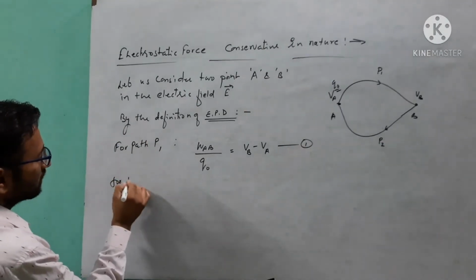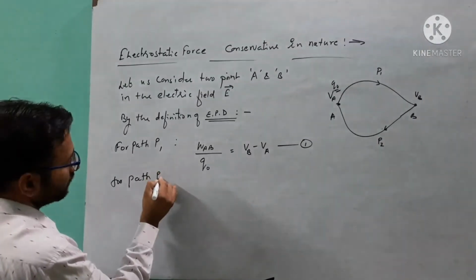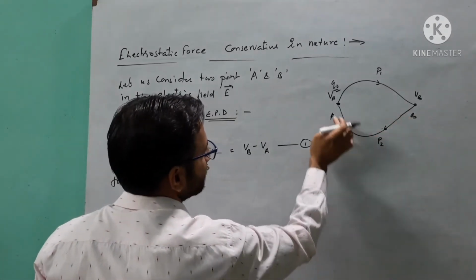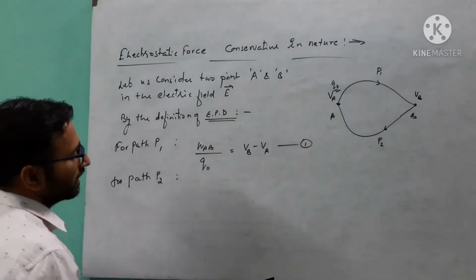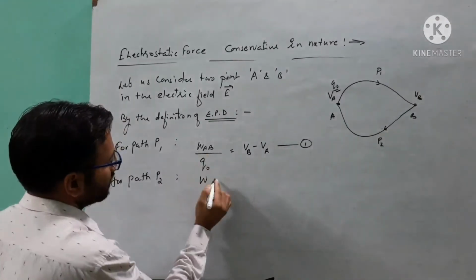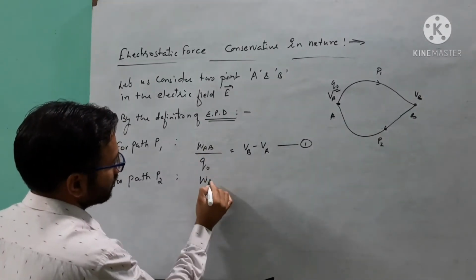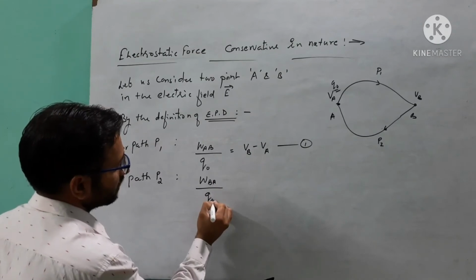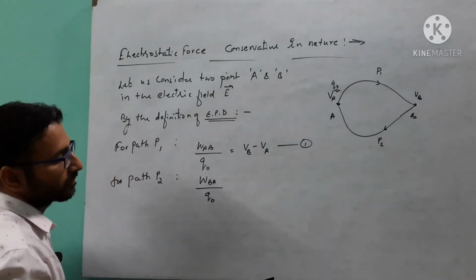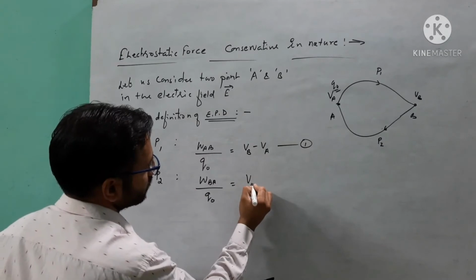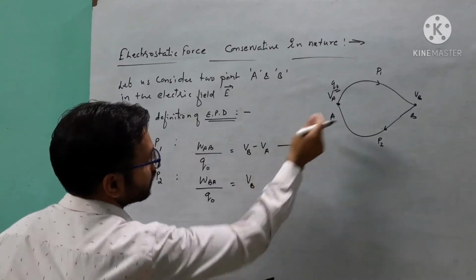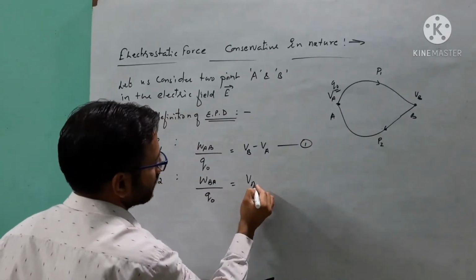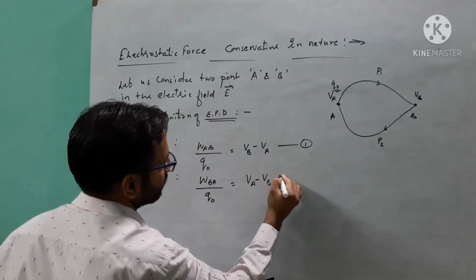And for the next path, if we are reversing the path, meaning we are carrying the charge from B to A, at that time what will the work be? It is denoted by WBA upon Q naught, which equals, since we are carrying the charge from B to A, VA minus VB.